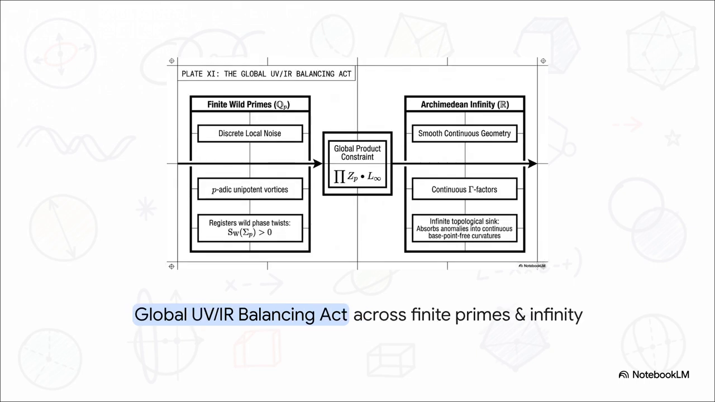Now, let's look at how the entire system balances out across finite primes and Archimedean infinity to create the ultimate error correction mechanism. If a base point attempts to manifest, the finite wild primes register discrete local noise and wild phase twists. Then, the global product constraint forces this noise across to the Archimedean infinity. Here it acts as an infinite topological sink. Its continuous gamma functions smoothly iron out those discrete arithmetic errors, just absorbing the anomalies right into continuous, base point-free curvatures.